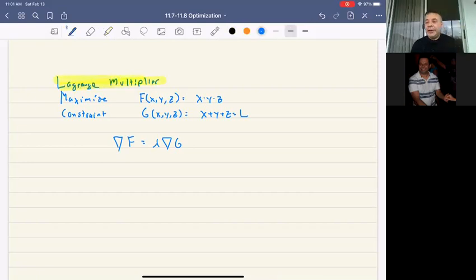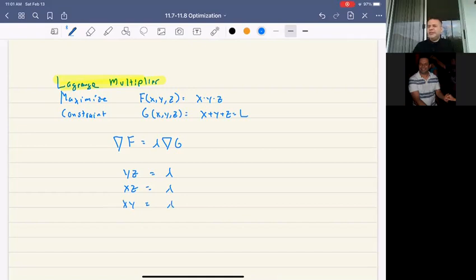The gradient of f is going to be the derivative of this with respect to x, which is y times z, and that should equal lambda, since the derivative of g with respect to x is 1. Then x times z also equals lambda. And then x times y also equals lambda.